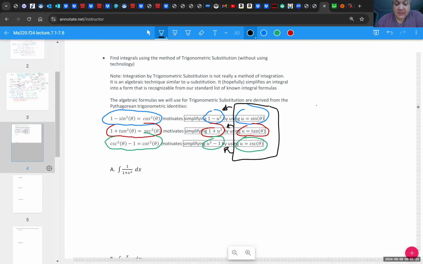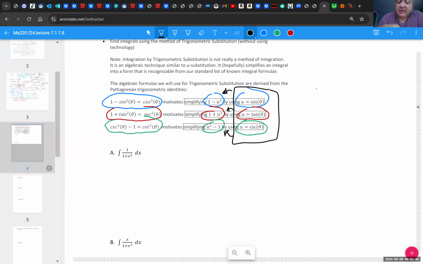All right, so for example A, I have 1 over 1 plus x squared. We want to notice that there's a square there, a sum of squares, 1 squared plus x squared, or just 1 plus a square. We want to match up which of these it looks like, and that looks like the middle one, 1 plus u squared. Instead of u, it's x. But we want this thing to be our u, which means x. And the substitution is u is equal to tangent theta.